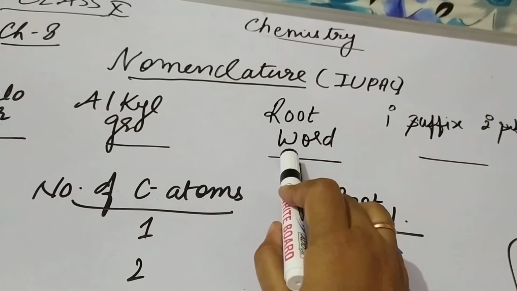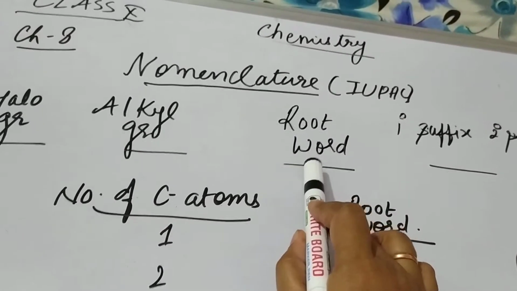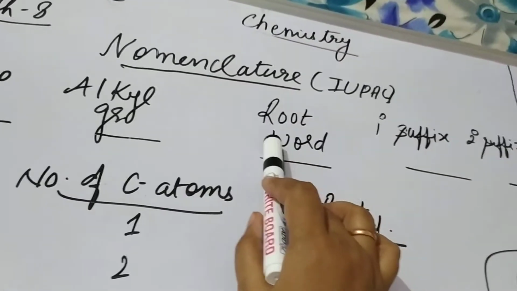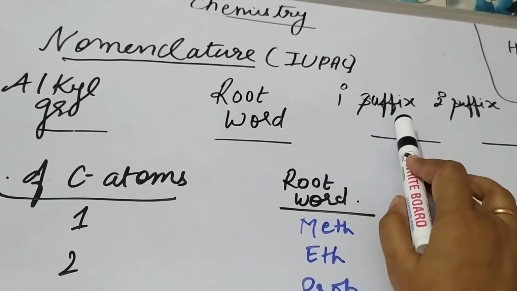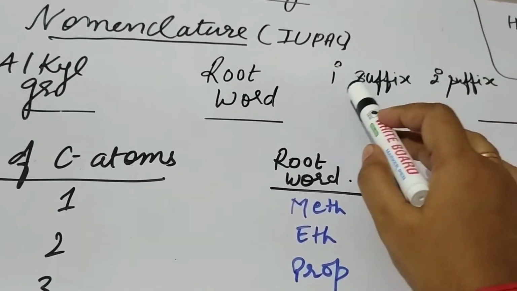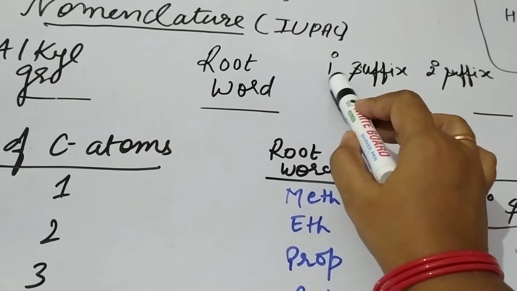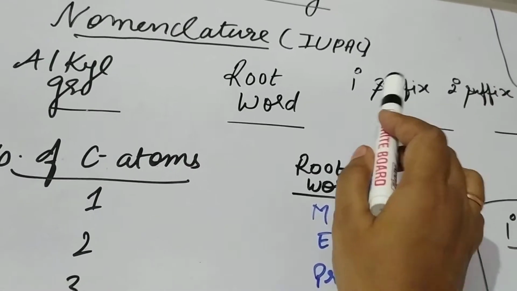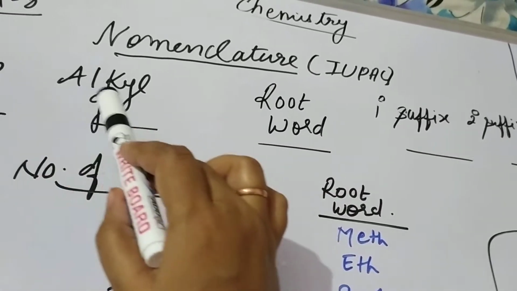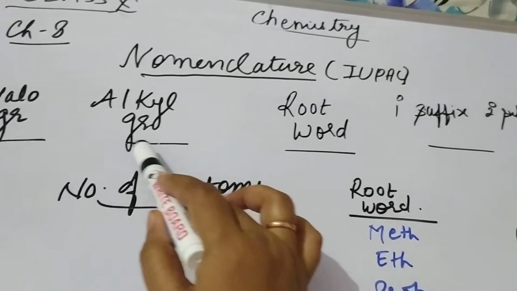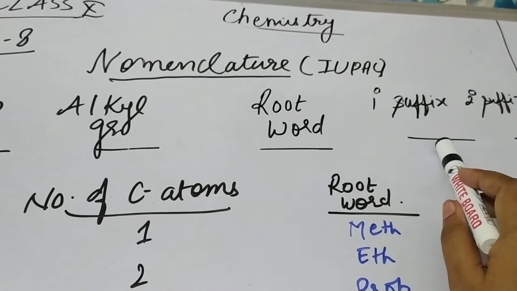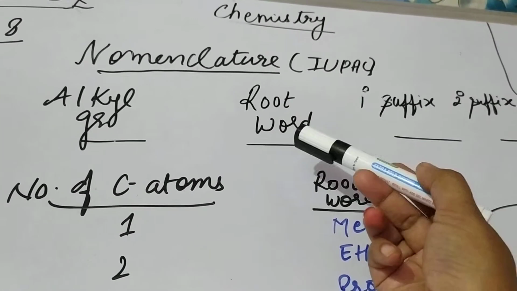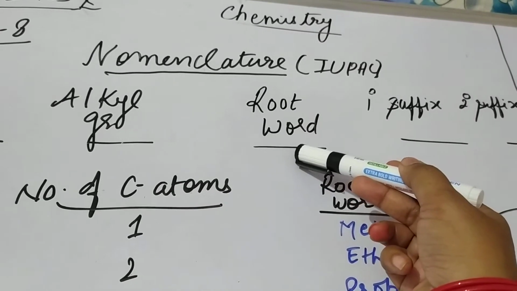In the center, first we'll write the root word, and before the root word we'll write alkyl group and halo group, and after the root word we'll write primary suffix and secondary suffix. 1 degree is the symbol used for primary and 2 degree is the symbol used for secondary. Now we'll discuss one by one each term I have used in this syntax. This is the pattern of writing the name of an organic compound. Number first is the root word, which is written in the center.